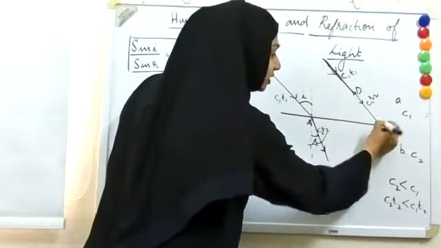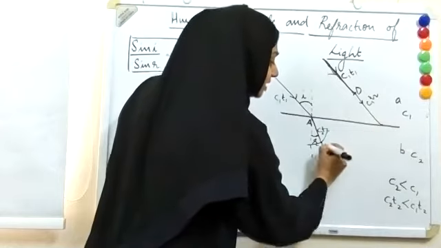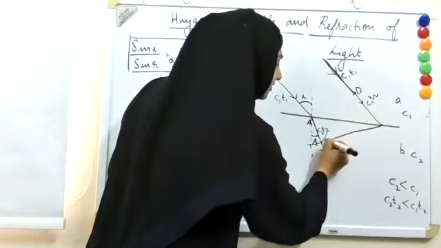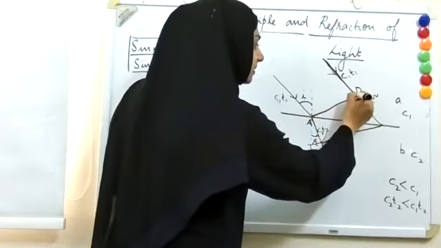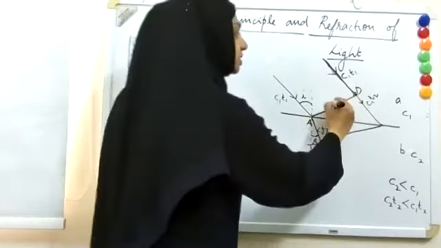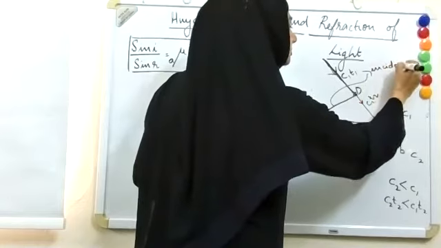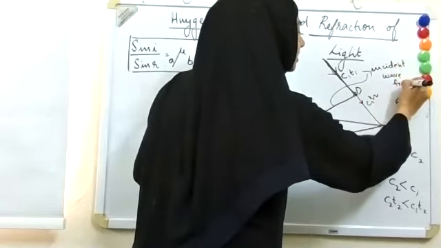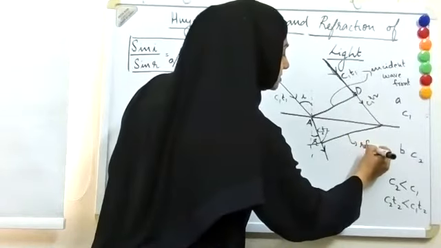Now, at this point, it will continue for refraction. So here, when I draw a line from here to here, I will get the refracted wavefront. And from A to D, I will get the incident wavefront. So this is the incident wavefront. And here I have got the refracted wavefront.